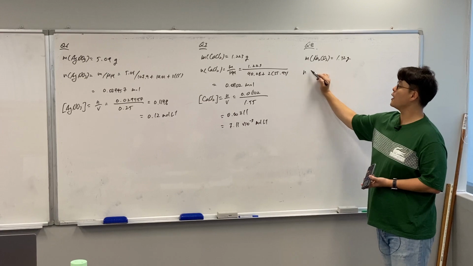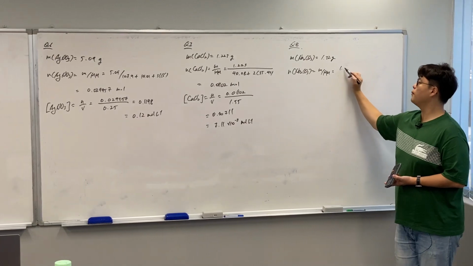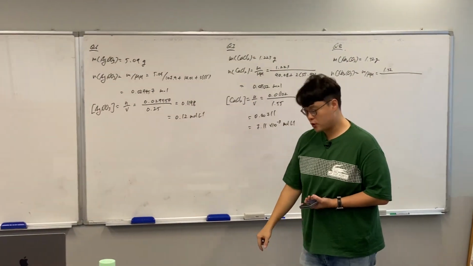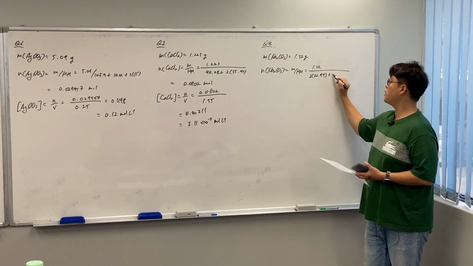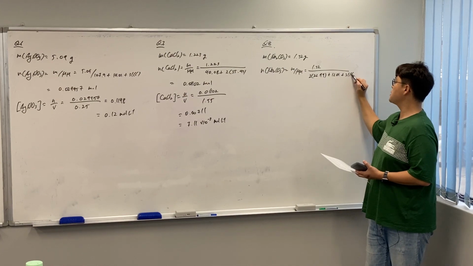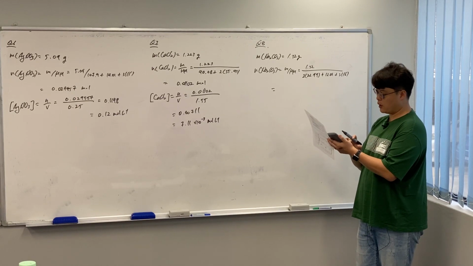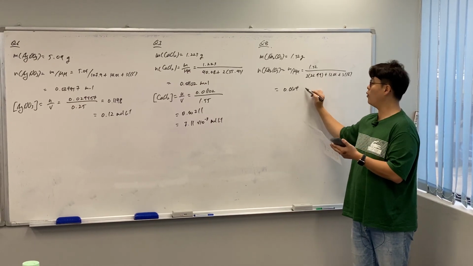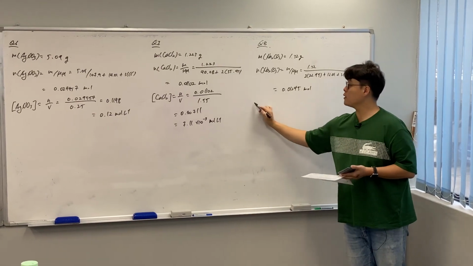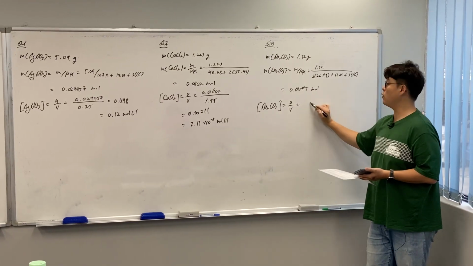Pretty much the same working out. n of the sodium carbonate is found by mass over molar mass: 1.32 divided by 2 times 22.99 plus 12.01 plus 3 times 16. 1.32 divided by that, we're going to get 0.01245 mole. Given that, the concentration of sodium carbonate is then n over V.